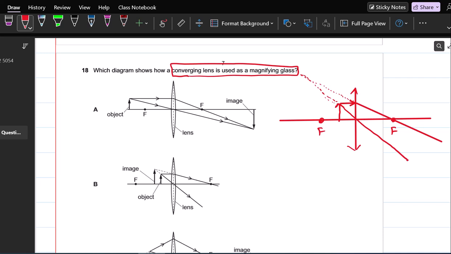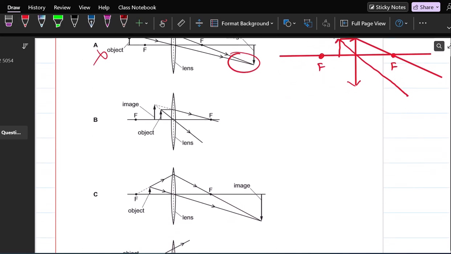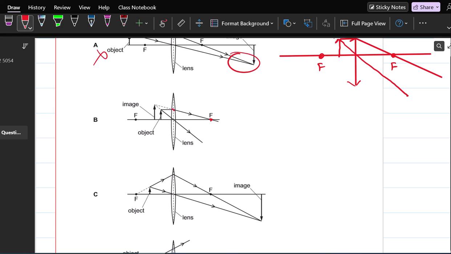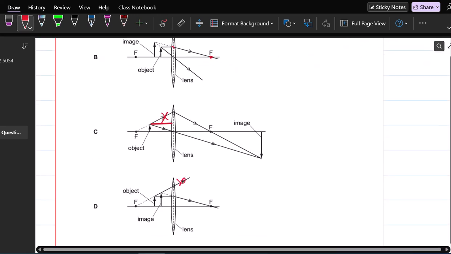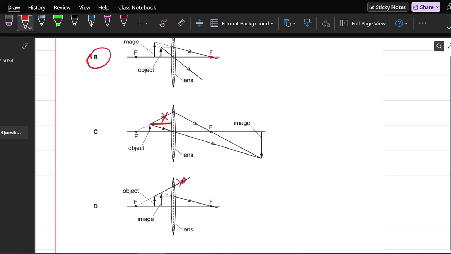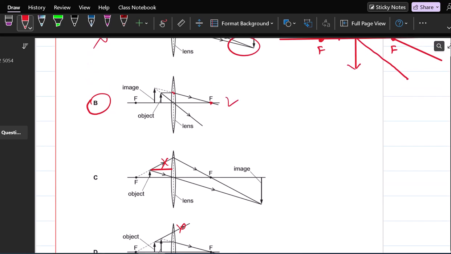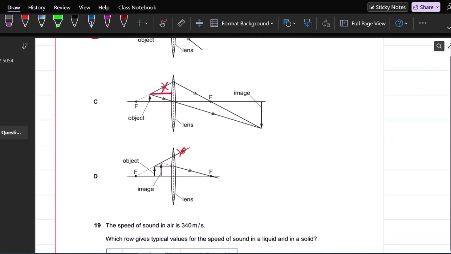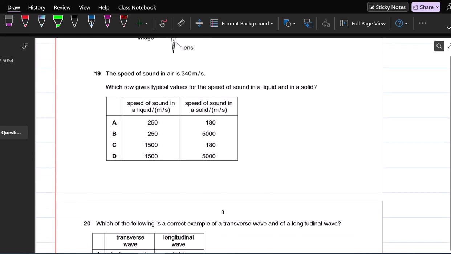This is not possible. They are meeting, so A is wrong. In B, you can see, yeah, it is possible. I have drawn it correctly. This is totally wrong; it should be parallel to the principal axis. And this is also wrong. So B is right, exactly the one which I have drawn here. Hope this is clear. Simple straight question. You must know how to draw the ray diagrams.